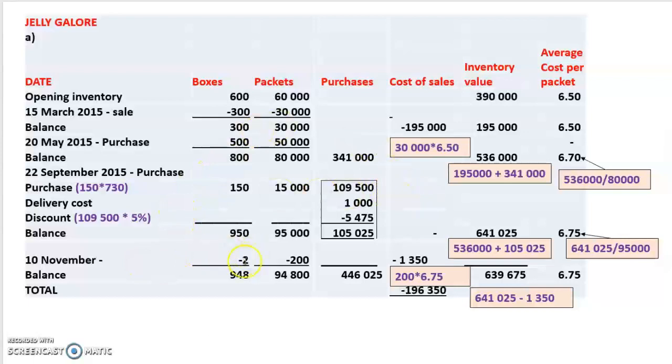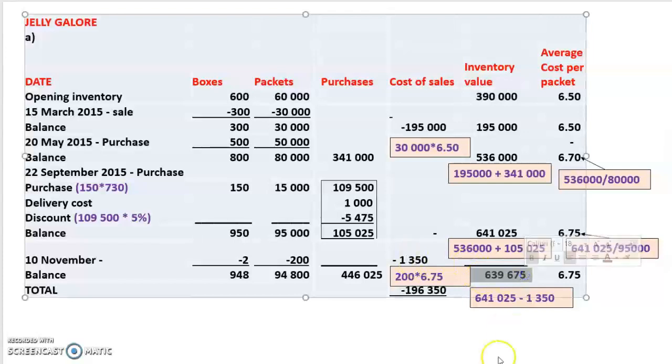So we've sold 2 boxes, which is 200 packets. What was the cost of sales? The last average cost of R6.75 multiplied by the 200 packets, and that gives us 1,350. What is our stock that we still have on hand after we've sold that? 641,025 less 1,350 gives us 639,675. What is our average cost per unit? 639,675 divided by 94,800, and that still gives us R6.75 per packet.